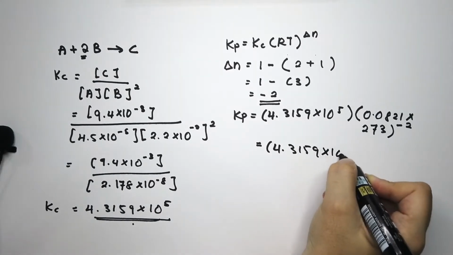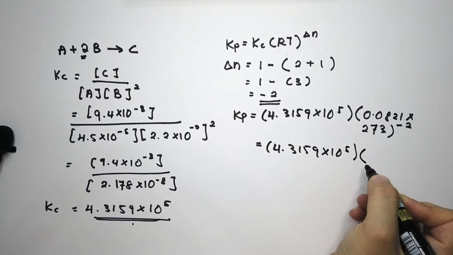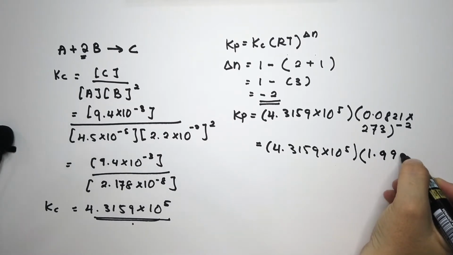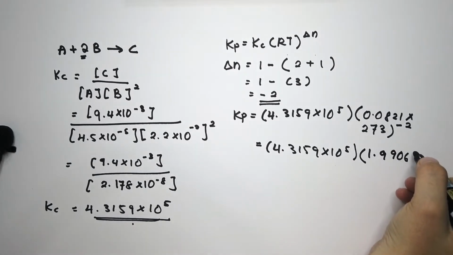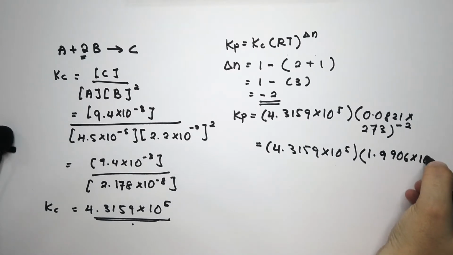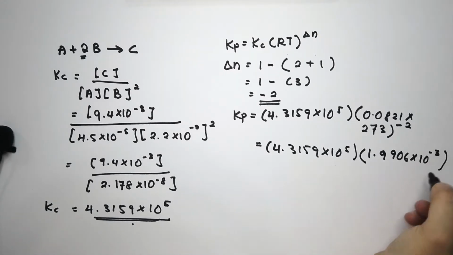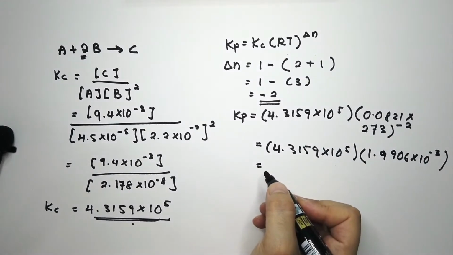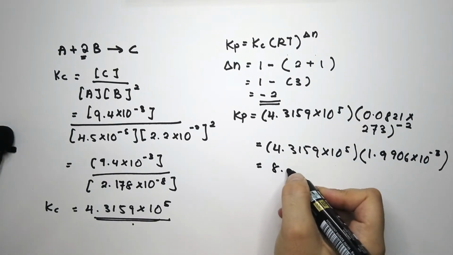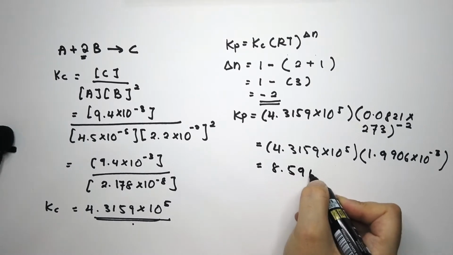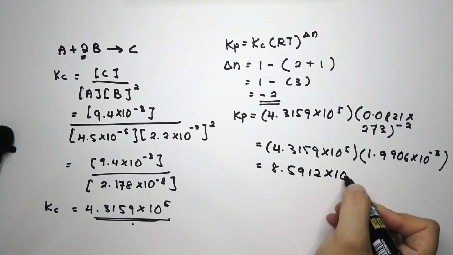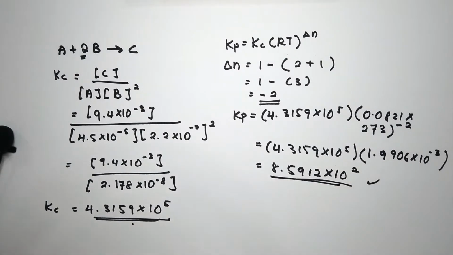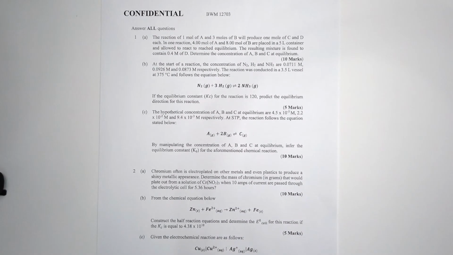4.3159 times 10 to the power of 5 times 1.9906 to the power of negative 3. So you should get 8.5912 times 10 to the power of 2. So this is the final answer for your question.